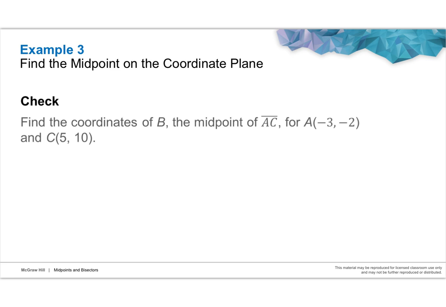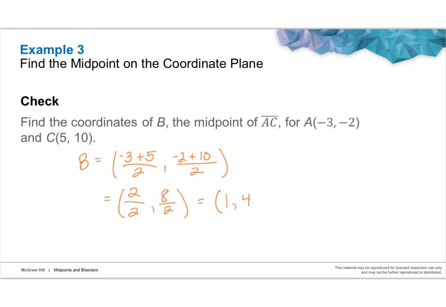Now in our check for example 3, we're finding the coordinates of B, which is the midpoint of AC. So our B point is found by taking our x coordinates, -3 and 5, and averaging them, and our y coordinates, -2 and 10, and averaging them, and then just simplifying. So of course we have 2 over 2 and 8 over 2, so the coordinates of B are 1, 4.